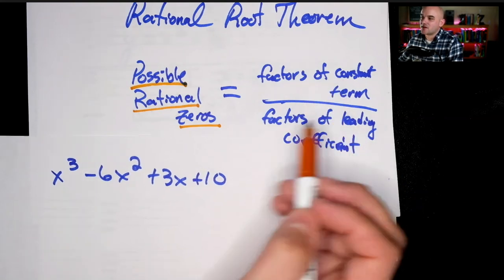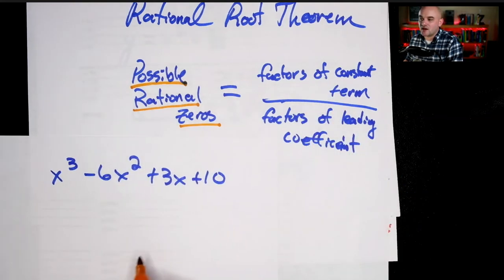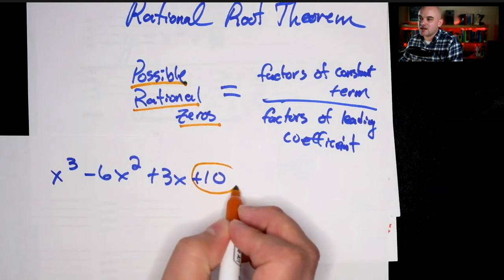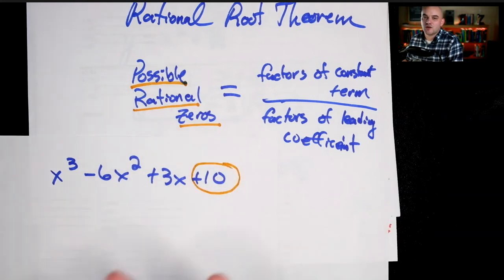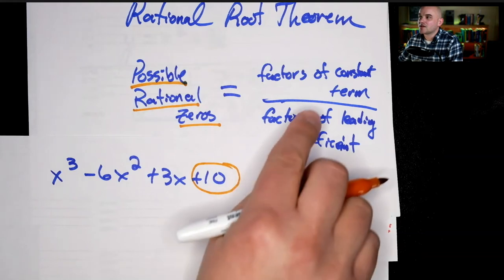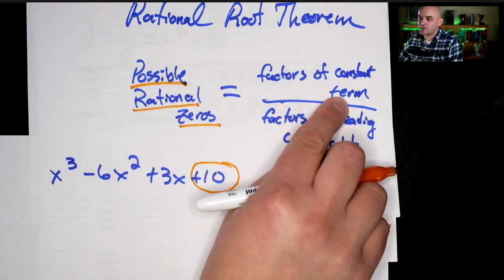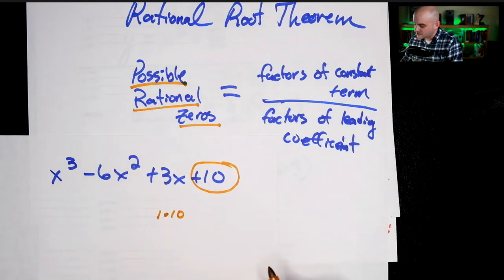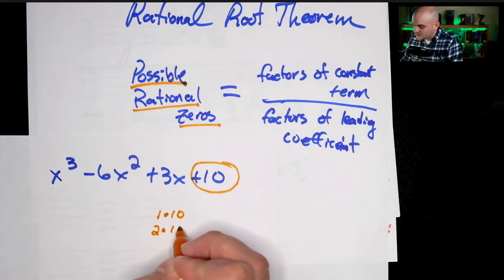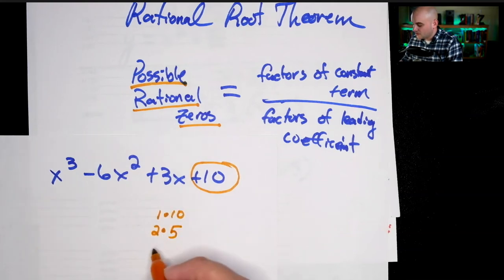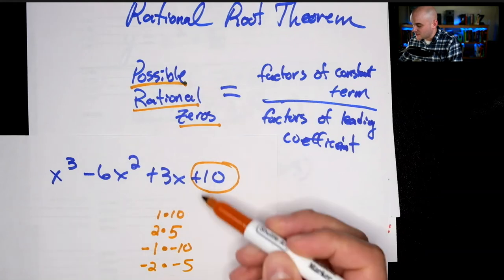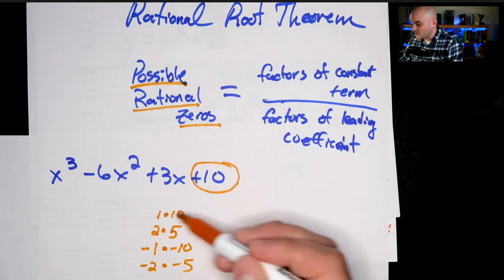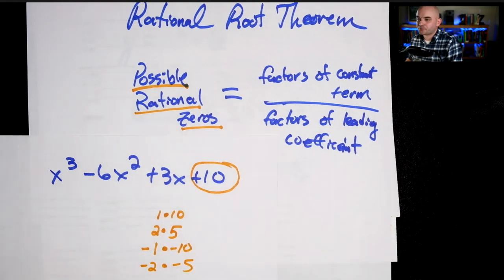So I want the factors of the constant term. When we're looking at this, what is the constant term? It is the number 10. Notice it doesn't have a variable with it. It's what we call a constant, just a number. And it says to list the factors of that term. So what are the factors of 10? Well, you could say 1 times 10 equals 10. You could say 2 times 5 equals 10. You could say negative 1 times negative 10 equals 10, and negative 2 times negative 5 equals 10. These are all the factors of 10.